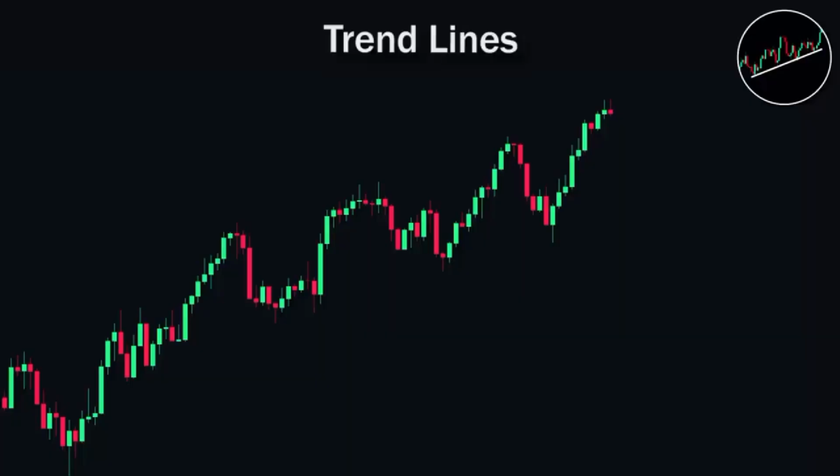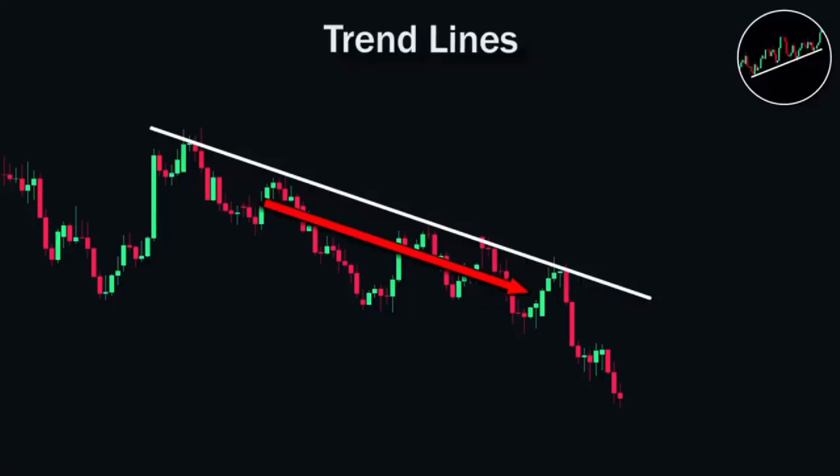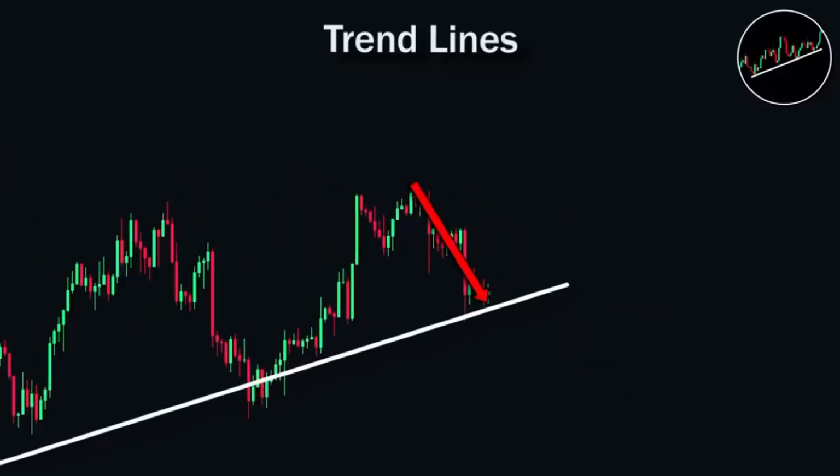Trend lines. Trend lines are key levels that form diagonally during the trending market. You can use trend lines to identify the overall direction of the price. Upwards trend line means bullish, downwards trend line means bearish. And similar to support and resistance, you could also use the trend line to identify possible entry scenarios. For example, if price retraces back to a trend line, it can be a good opportunity to take a buy position.